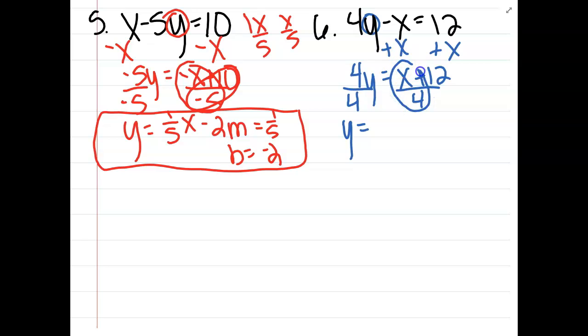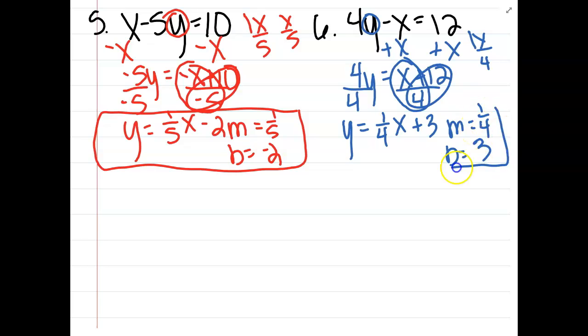On the right-hand side, when I do the butterfly method, I really don't want to leave it as x over 4 because it's going to be kind of confusing what the slope is. So we're going to write the 1 in front of the x, kick the x out of the fraction, and we'll call it 1/4 x. And then 12 over 4 would give me a plus 3. So the slope of this line would be 1/4. The y-intercept would be 3. Very good.